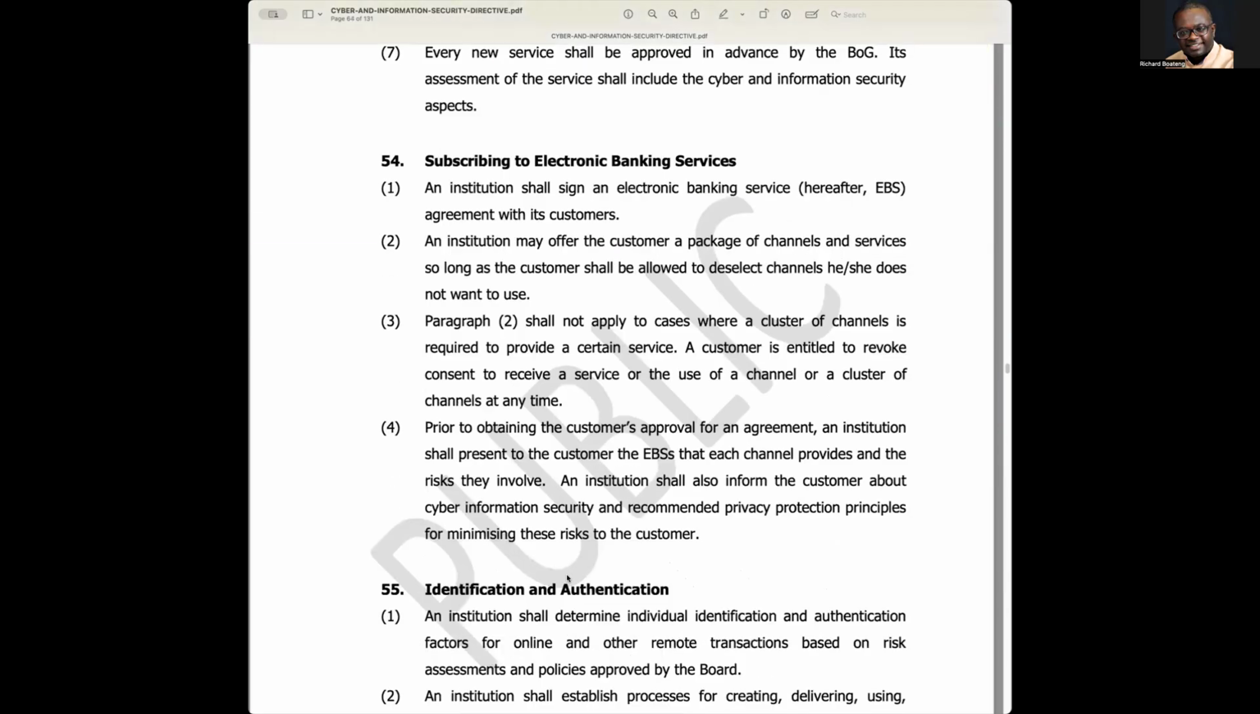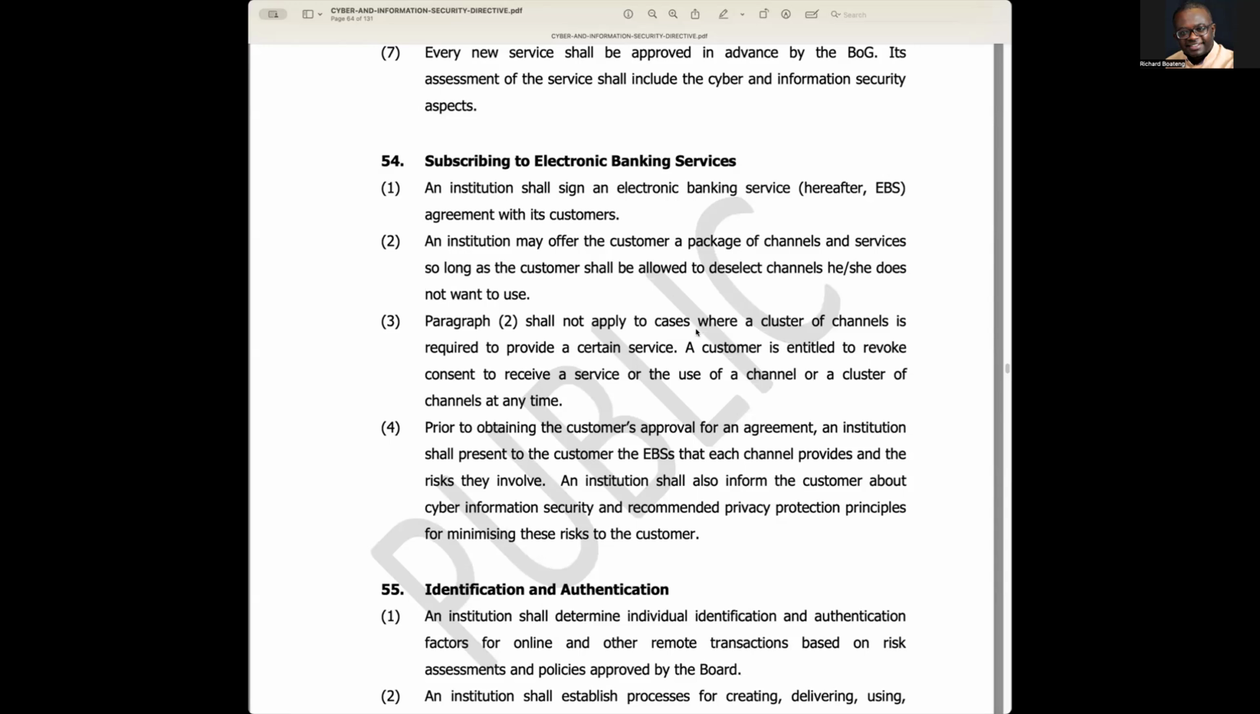Let's go to another part. Subscribing to e-banking services. An institution shall sign an electronic banking service, hereafter EBS, agreement with the customer. Okay, I think this is the one that you click on when you are subscribing. You say you agree to this. You don't even really say yes. The institution may offer the customer a package of channels and services as long as the customer is allowed to deselect channels. It's true. This one I see in some of them: do you want to be communicated via email, via telephone banking, via this, the action.